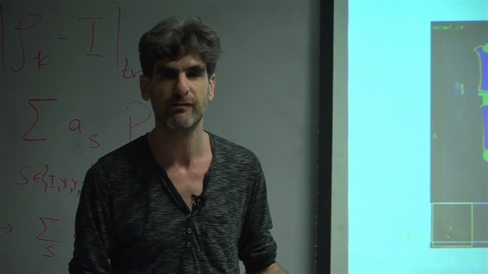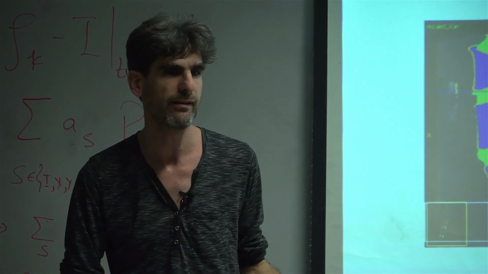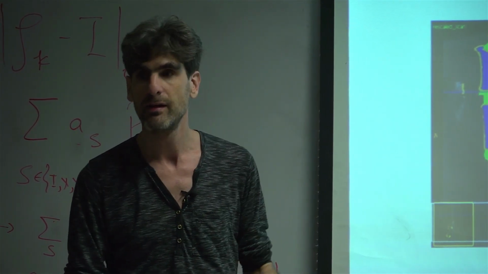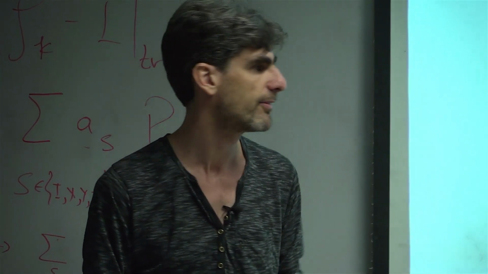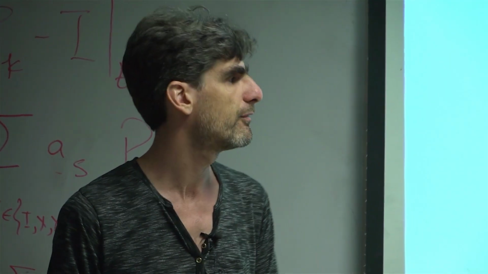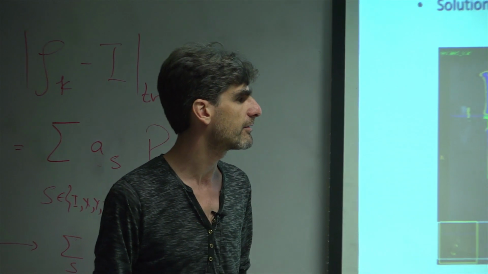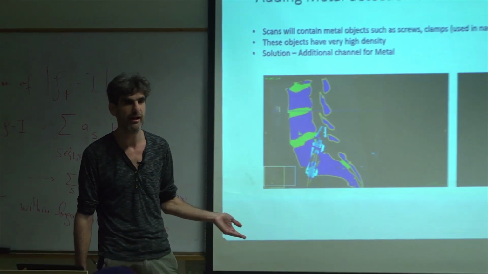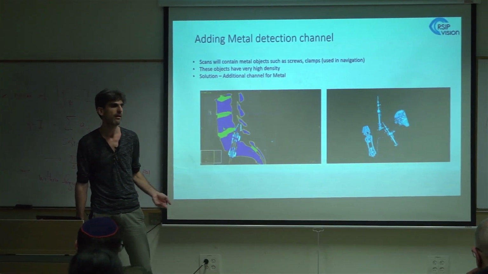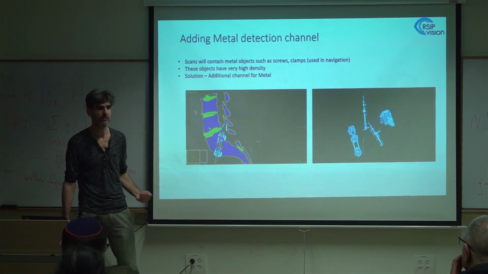And this metal is obviously very radio dense. It shows up as bright white, and it's going to confuse the segmentation. Plus, we want to find it for other reasons. Sometimes these objects can be used themselves for navigation. And this is actually a relatively easier task. We can just add an additional channel to the neural network and get metal segmentation as well.